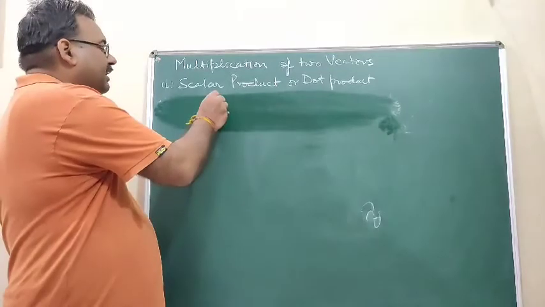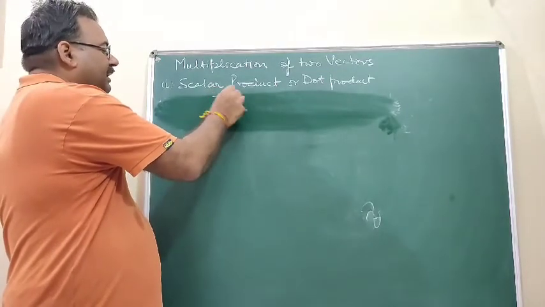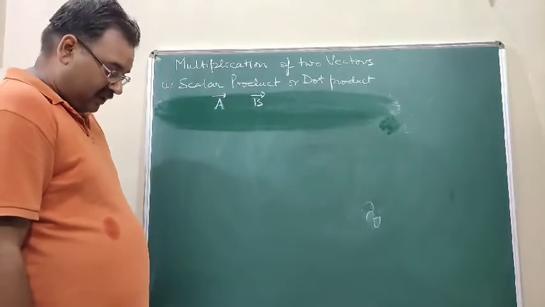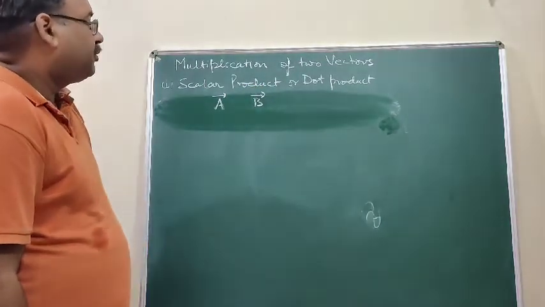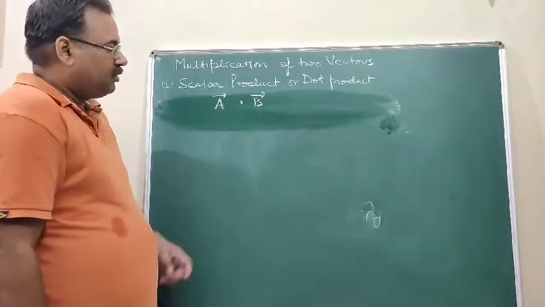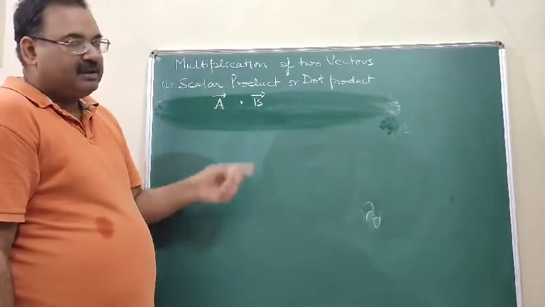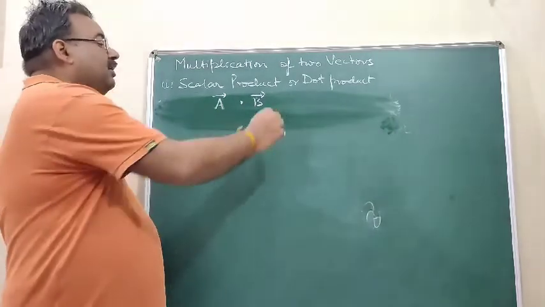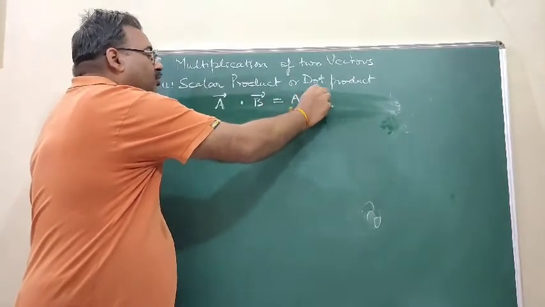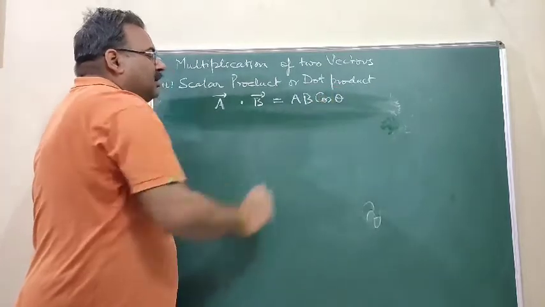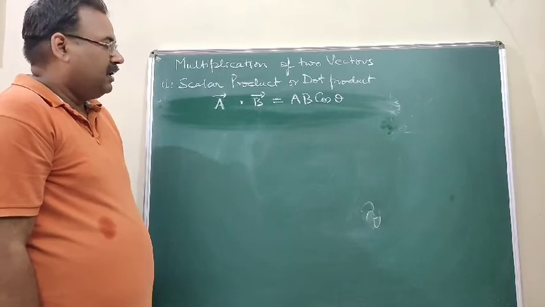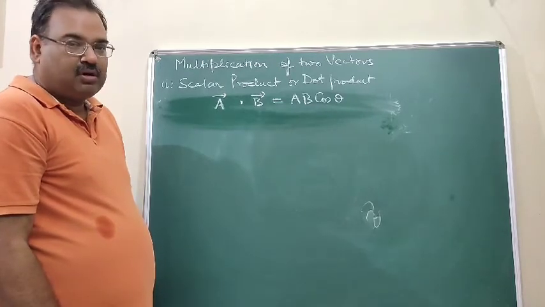Let us take a vector A and a vector B. So we have the multiplication, scalar product or dot product. So we put a dot in between them. Where there are two vector quantities, vector A and vector B, they are multiplied. What do we get? We get A, B and cos of theta. This is known as scalar product or dot product. A dot B is equal to AB cos theta.